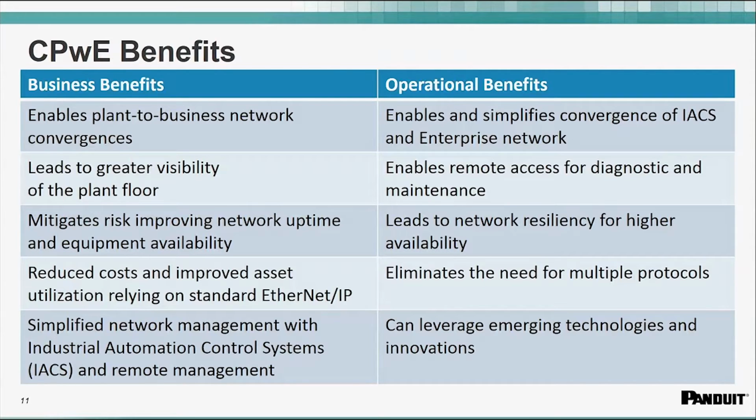A CPwE architecture reduces costs by deploying standard Ethernet throughout the enterprise, eliminating the need to support different proprietary networks. This simplifies network management. Operations benefit by having secure remote access for troubleshooting, reducing downtime. A CPwE architecture leads to greater network resiliency, minimizing downtime. Having a CPwE architecture will also lead a path for IoT deployment, achieving greater capabilities.